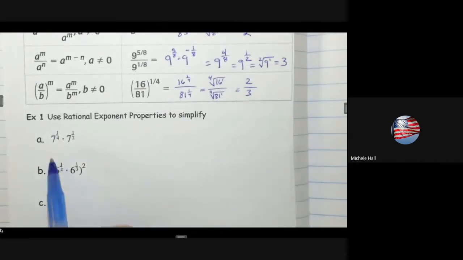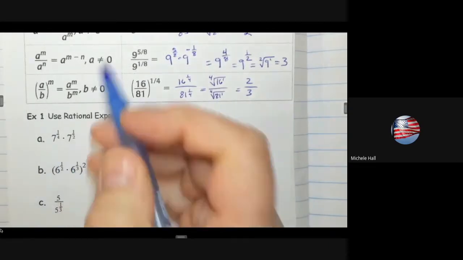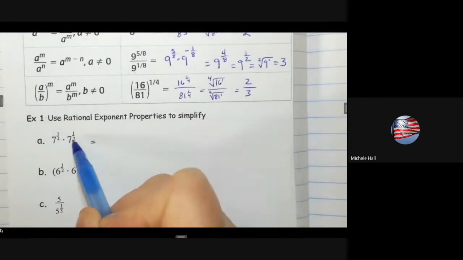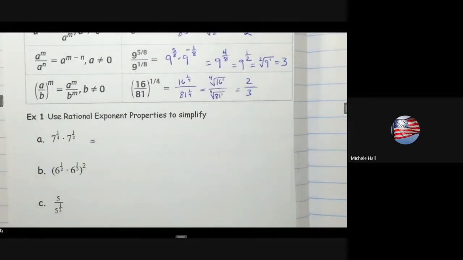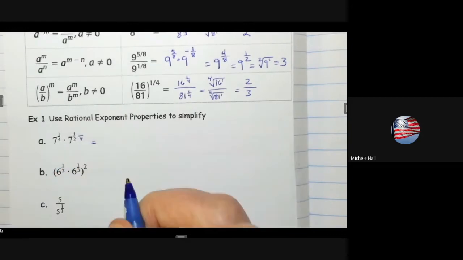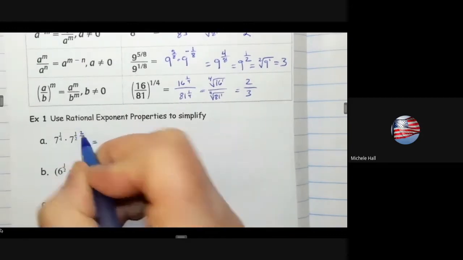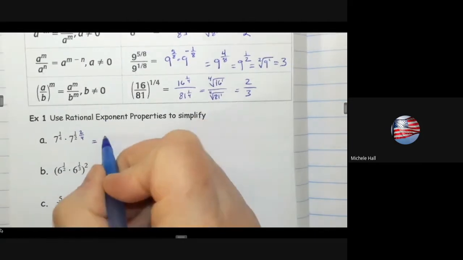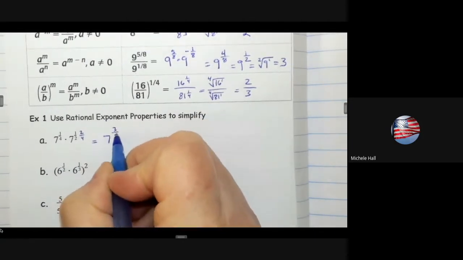We are multiplying like bases. We add our exponents. This is going to be, we need to add 1/4 and 1/2. We need a common denominator. Again, I'm sure you know it's 3/4, but here our common denominator is 4, and then we get 2/4. So that's 7 to the 1/4 times 7 to the 2/4. That'll be 7 to the 3/4.